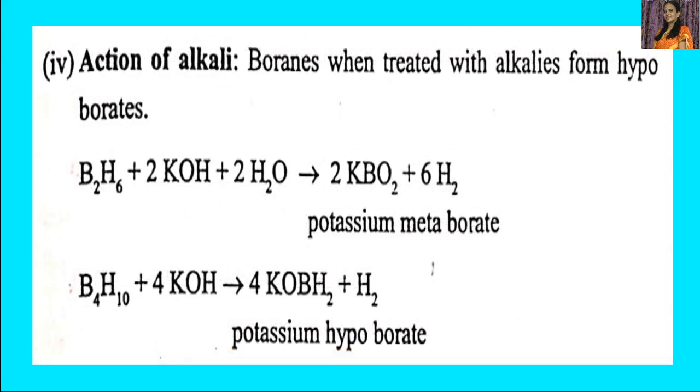Action of alkali. Boranes, when treated with alkalis, that is bases, form hypoborates. Let us consider B2H6. When it is treated with aqueous potassium hydroxide, KOH, we get potassium metaborate, KBO2, liberating hydrogen gas. Similarly, tetraborane-10 treated with KOH gives potassium hypoborate, KOBH2, liberating hydrogen gas. So this is action with alkali.